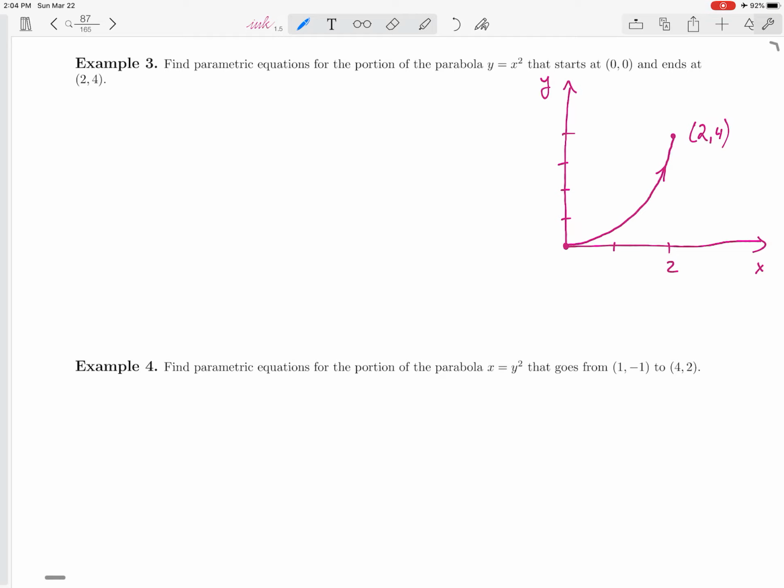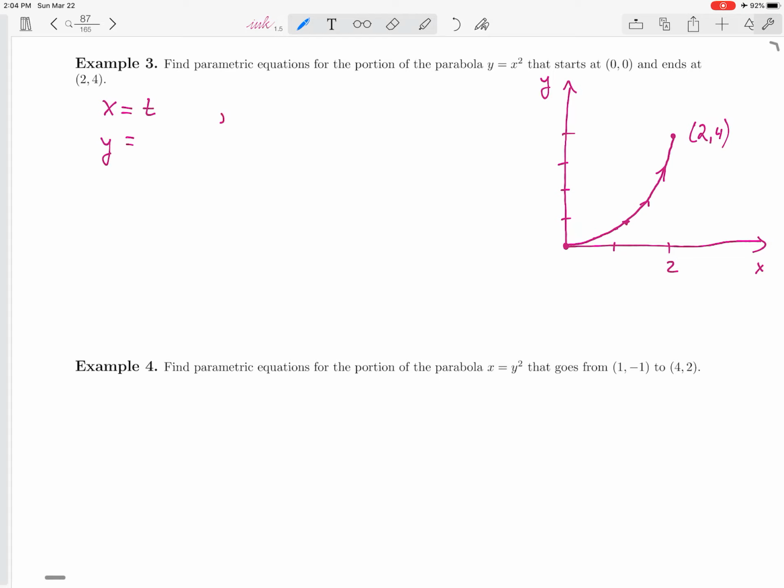How do I describe that with a parametric curve? So how do I describe this as x equals some function of t and y equals some function of t? Well, I can just choose x to be equal to t because I'm moving along this parabola going this way, and so t increases all the way from 0 to 2.